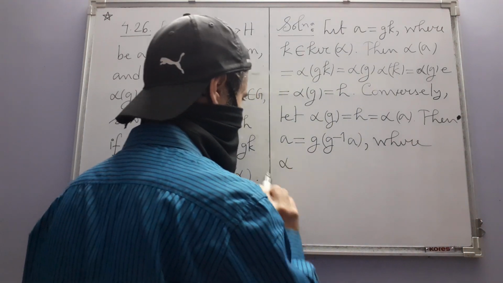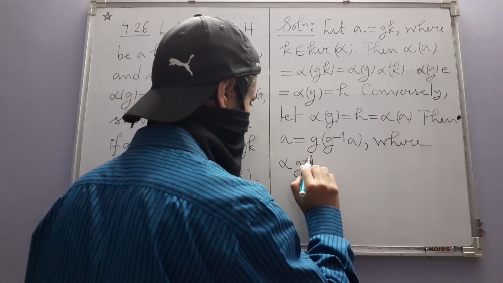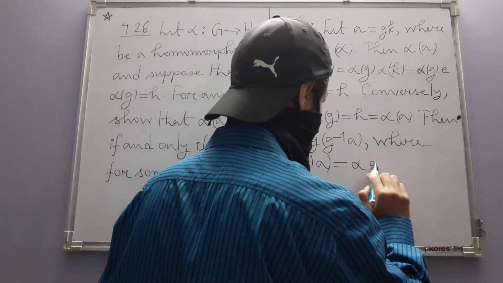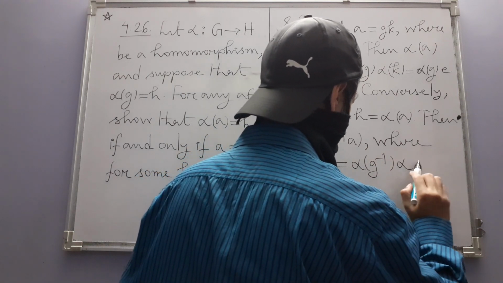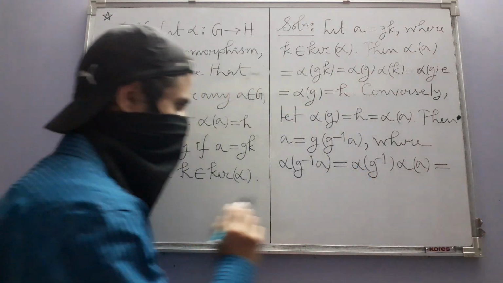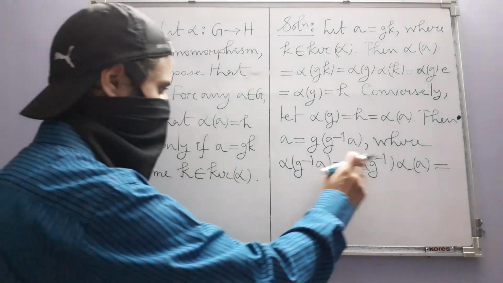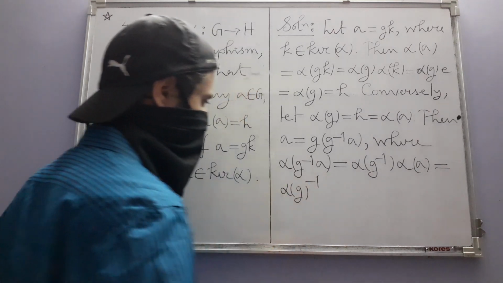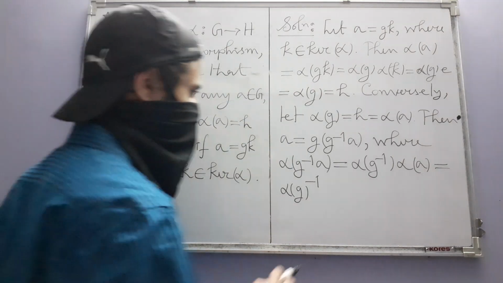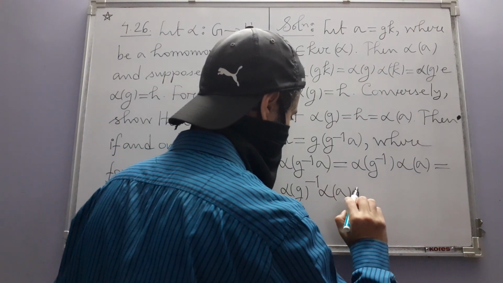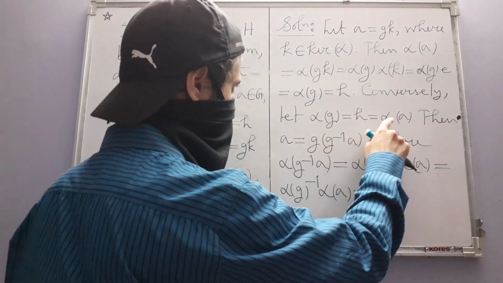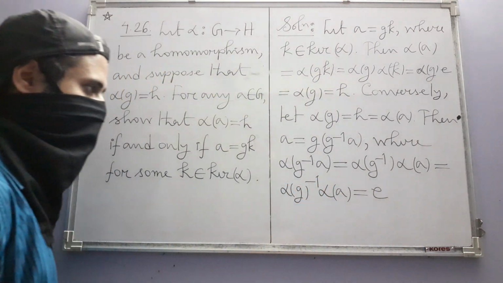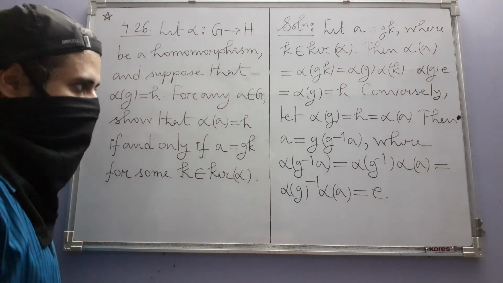So we calculate the alpha image of G inverse A. Because alpha is a homomorphism, first it distributes itself over this product. But again, because it's a homomorphism, alpha of G inverse is the inverse of alpha of G. It's a property of homomorphisms. Now, since alpha of G is equal to alpha of A, this product is nothing but the identity. And identity where? Identity in H.